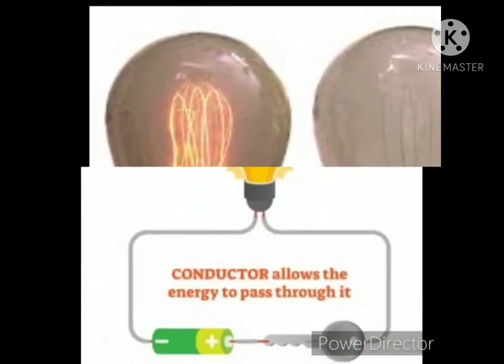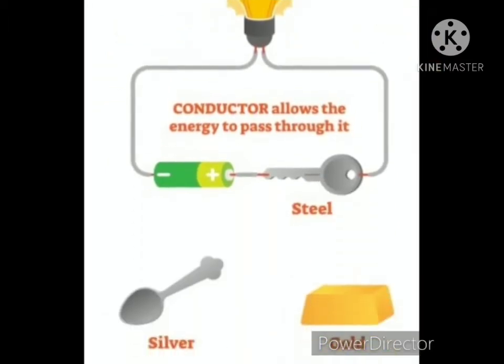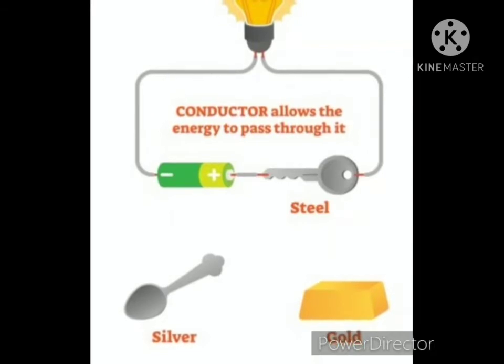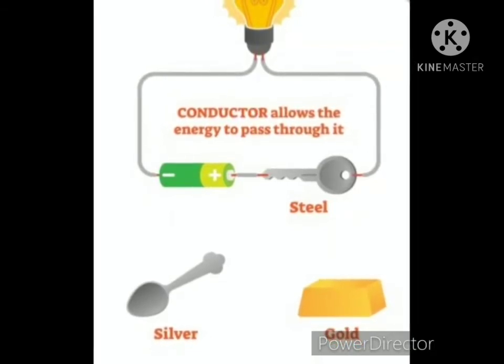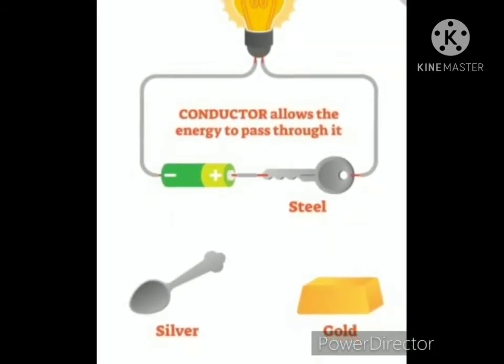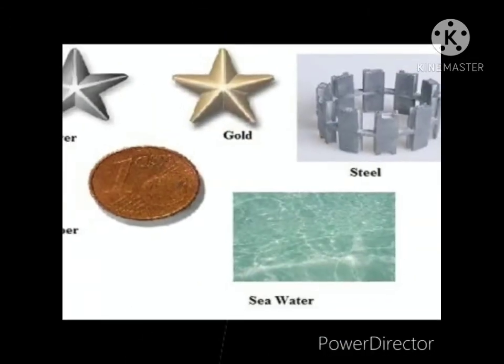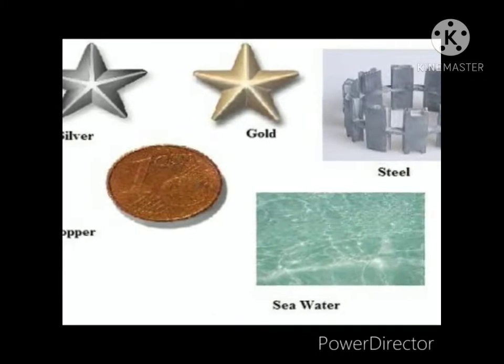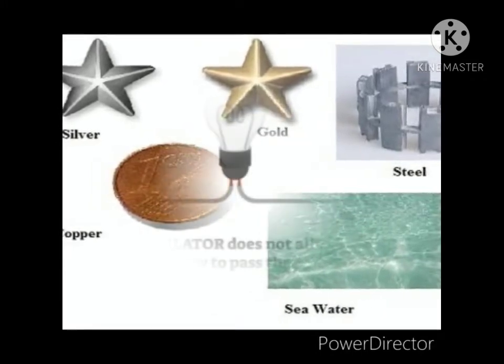Conductors and insulators. What is a conductor and what is an insulator? A conductor is a substance which allows electricity to flow through it. Examples: silver, gold, aluminium, iron, moisture, human body, acids and tap water.